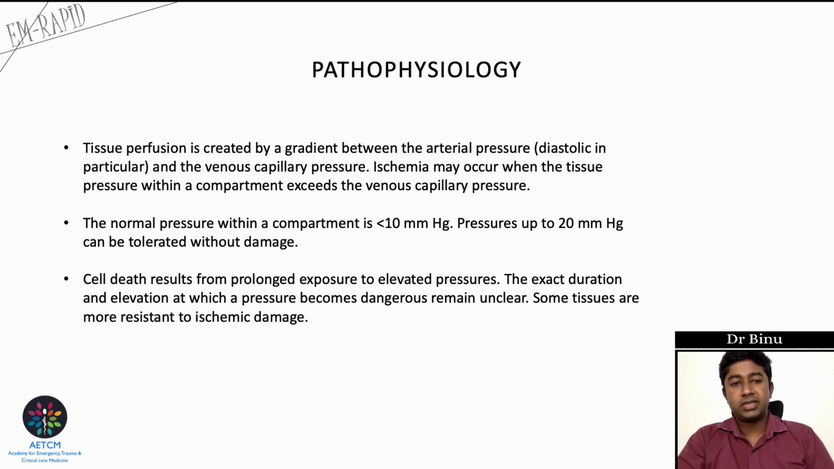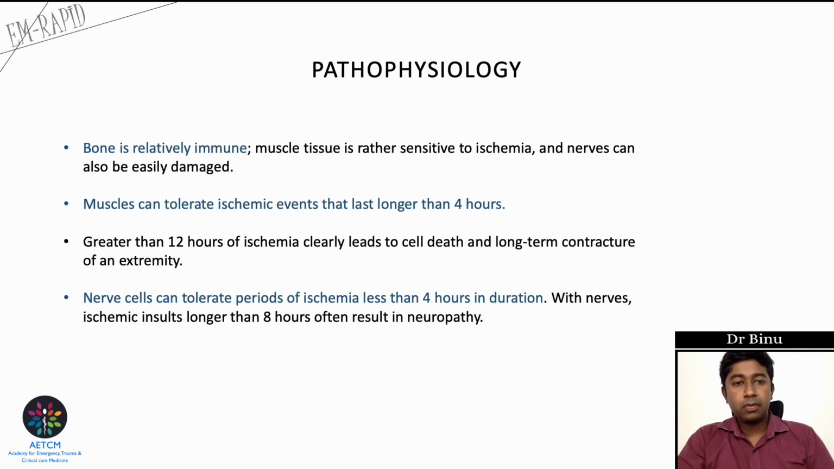Some tissues are more resistant to ischemic damage. Bones are relatively immune to tissue pressure, but muscle tissue is rather sensitive to ischemia and nerve cells can also be easily damaged. Muscles can tolerate ischemic events lasting up to 4 hours, and greater than 12 hours of ischemia can clearly lead to cell death and long-term contracture of the extremity. Nerve cells can tolerate periods of ischemia less than 4 hours in duration, and with nerves, an ischemic insult longer than 8 hours can result in neuropathy.